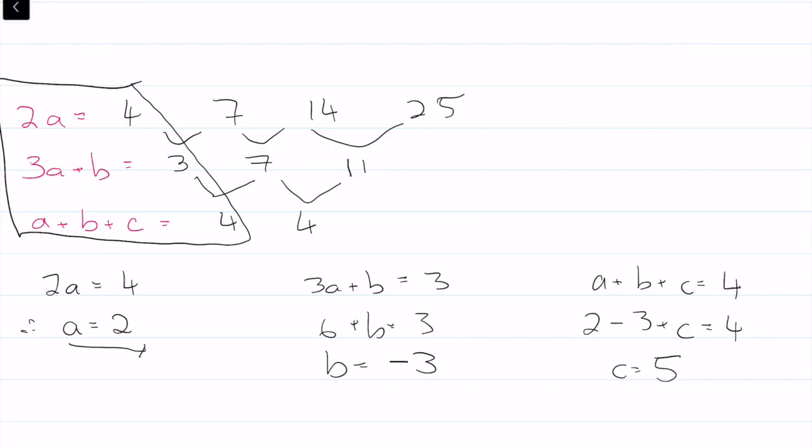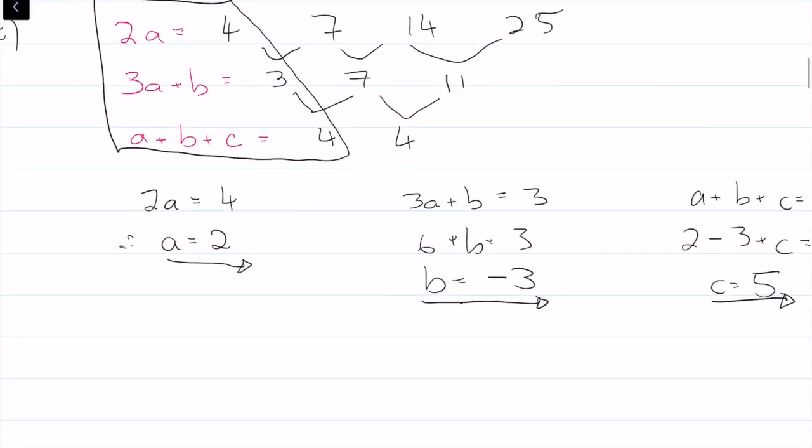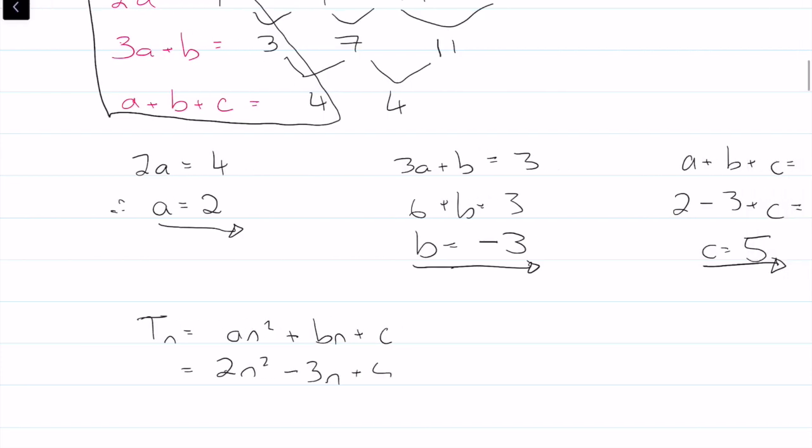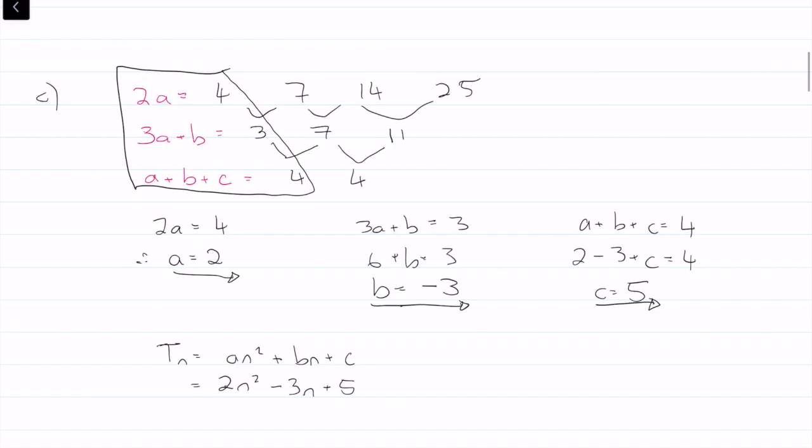So we get a, b, and c, and now we can just substitute into our normal form, which is Tn equals an squared plus bn plus c. So we can say that that's equal to 2n squared, minus 3n, and then plus c, which is plus 5. Okay, so this is one way of doing it.